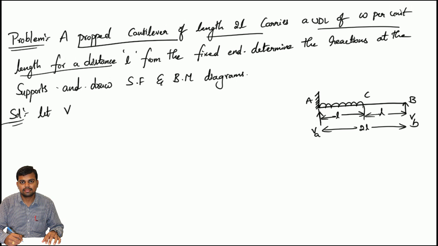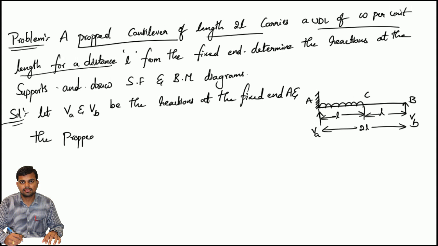Let VA and VB be the reactions at the fixed end A and the propped end B. Since the deflection at B is 0, we have to find the upward deflection equal to the downward deflection, like in the similar problems we had discussed.